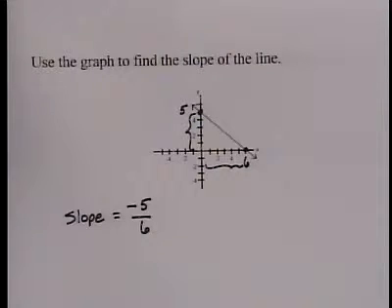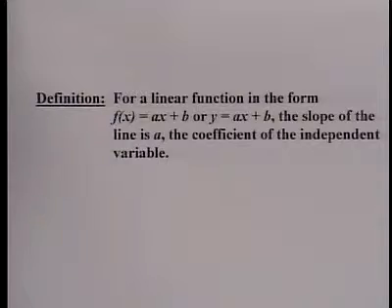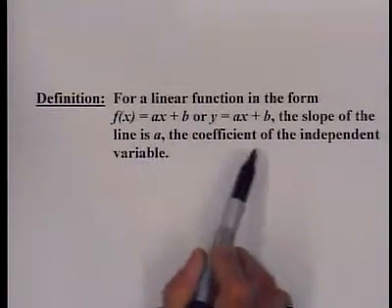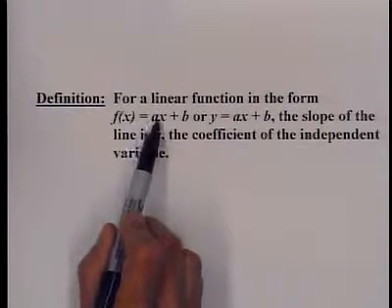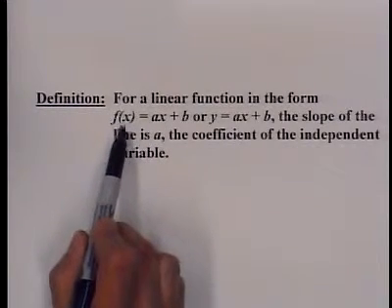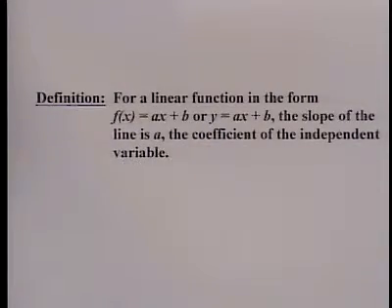Well, let's continue by looking at a definition that'll tell us how to get a slope if we're given an equation of a line. Here's that definition. For a linear function in the form f of x equals ax plus b, or y equals ax plus b, the slope of the line is a, which is the coefficient of the independent variable. So again, the slope of the line is the coefficient of the independent variable once the dependent variable sits by itself on the left-hand side, either y or f of x. Let's try this out.